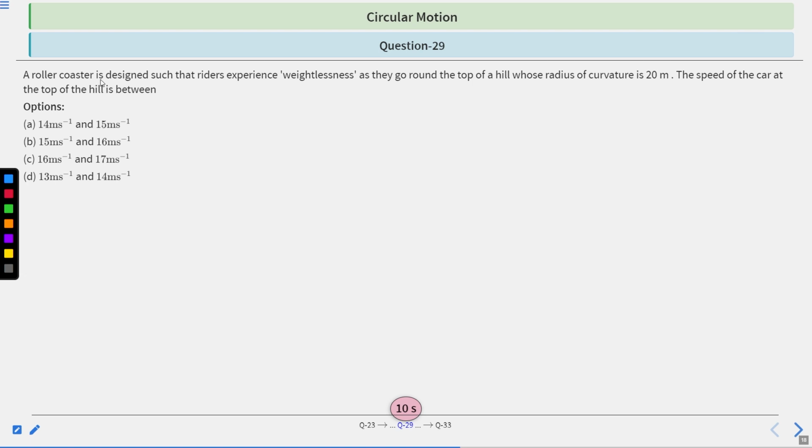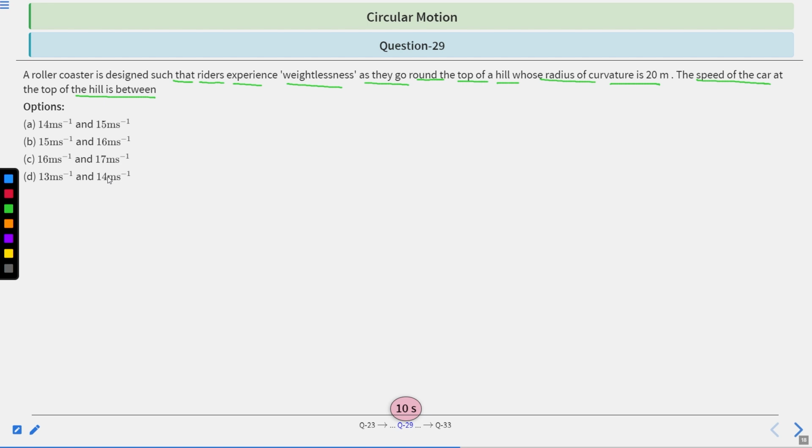A roller coaster is designed such that riders experience weightlessness as they go around the top of a hill whose radius of curvature is 20 meters. The speed of the car at the top of the hill is between what? Option A: 14 meters per second and 15 meters per second. Option B: 15 and 16 meters per second. Option C: 16 and 17 meters per second. Option D: 13 and 14 meters per second.